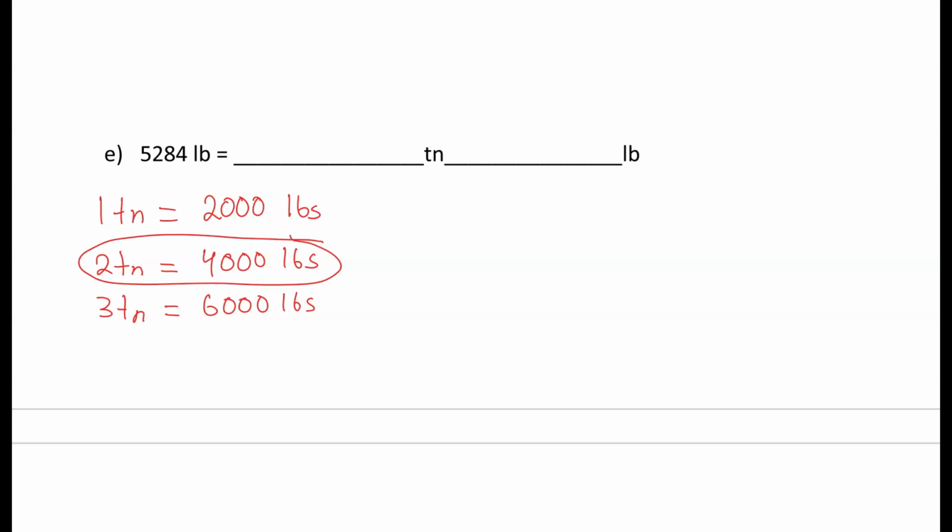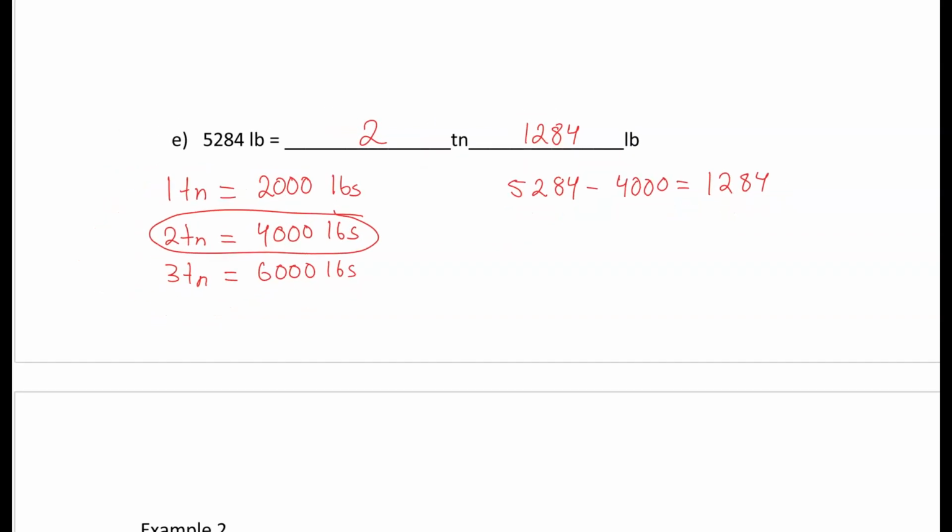So what we can figure out is we're going to have 2 tons, and to figure out how many pounds we have left over, we would simply do 5,284 subtract 4,000, and that would tell us that we still have 1,284 pounds. So we have 2 tons, 1,284 pounds. And that would finish off the answer for that question.